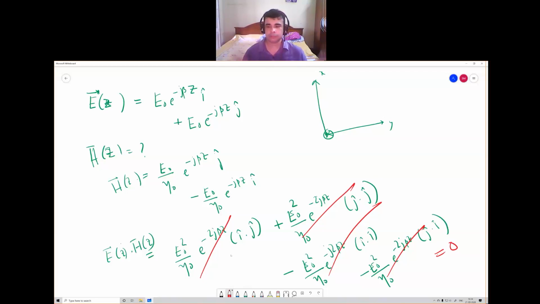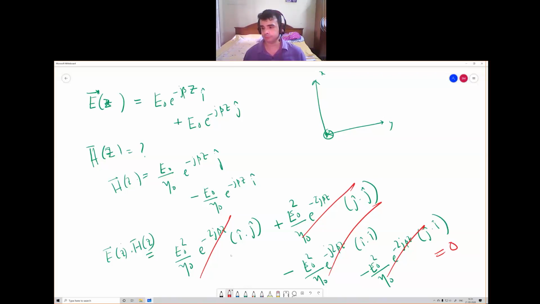What is the second condition? That both E and H will be perpendicular to the direction of propagation. Now E is in the i, x direction, and H is in the j direction, and the propagation direction is plus z, so it will be k. So both i and j are perpendicular to k.